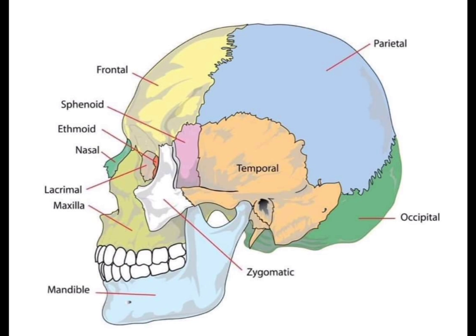Now let's discuss norma lateralis. In norma lateralis we can see the frontal bone, sphenoid bone, ethmoid bone, nasal bone, lacrimal bone, maxilla, mandible, zygomatic bone, occipital bone, temporal bone and parietal bone.